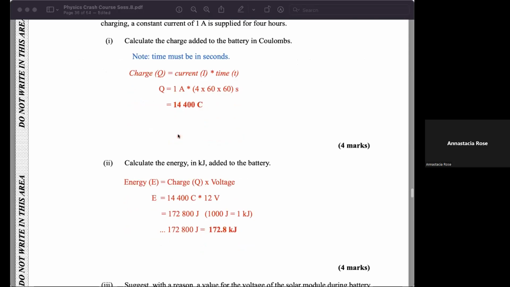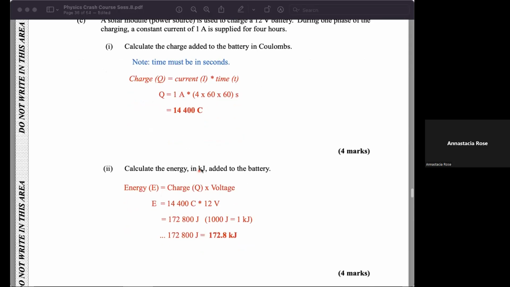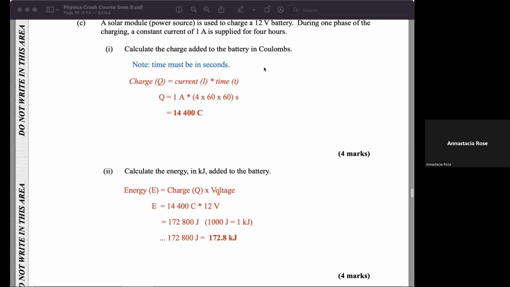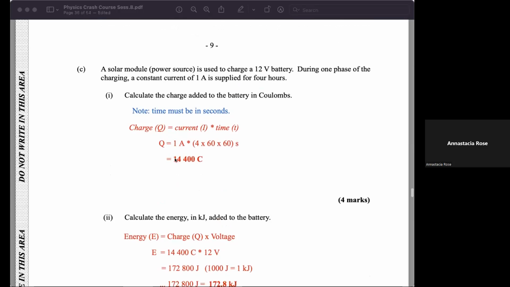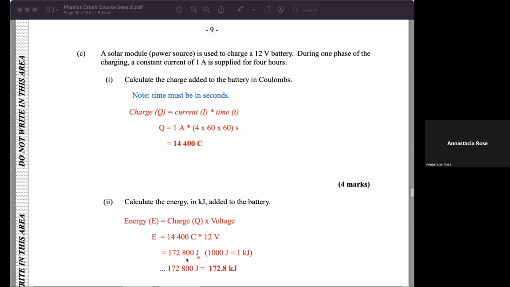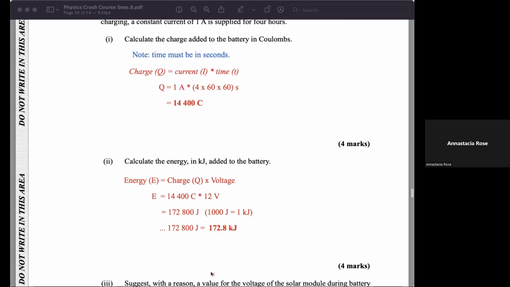You're then asked to calculate the energy in kilojoules that has been added to the battery. Now we know that the relationship between voltage, energy, and charge is given by E equals Q times V. So we can calculate the energy by multiplying the charge and the voltage. Remember the voltage is 12 volts. So we multiply that charge by the voltage, and then we convert the joules to kilojoules by dividing by 1,000. So that would be 172,800 joules, which gives us 172.8 kilojoules.